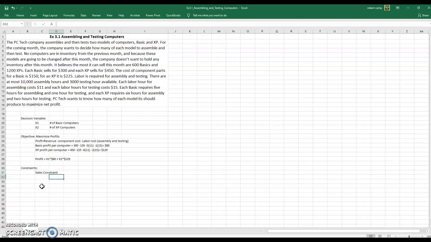So they've come to us and said, okay, we can sell no more than 600 basic computers. So that tells me that X1 is going to be less than or equal to 600. Because if I just do less than, that means I can only get to 599. What's the other constraint? Sell no more than 1200 XPs. Okay, what does that mean? Well, that tells me that X2, the number of XPs that we're going to sell, has to be less than or equal to 1200 computers. So there's our sales constraints.